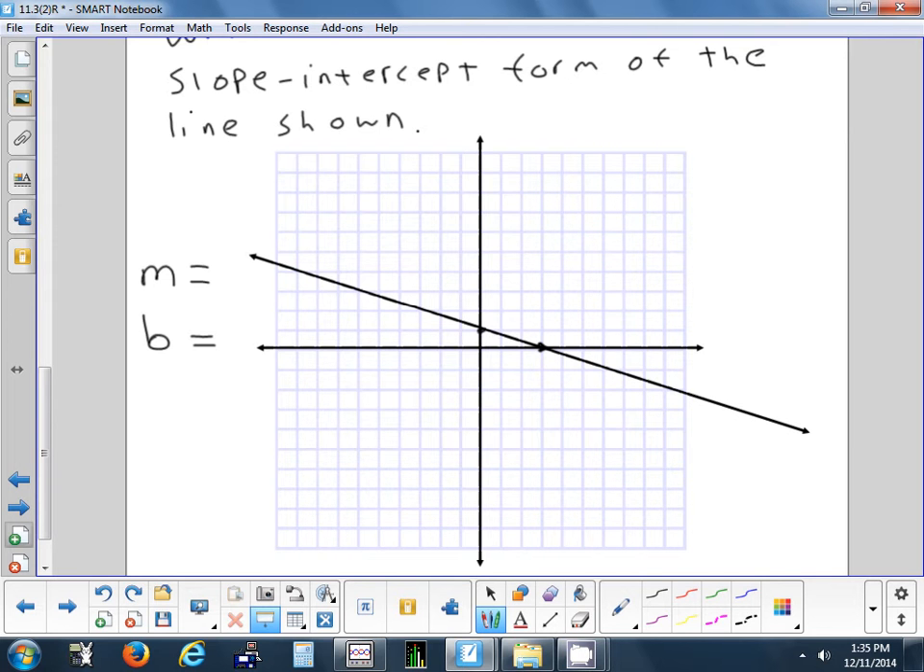Tomorrow on your test, if you need to label X, because it's not going to be labeled on the test, label your X and Y so you don't make that mistake. So Joe just told us the Y-intercept is where it crosses the Y-axis.